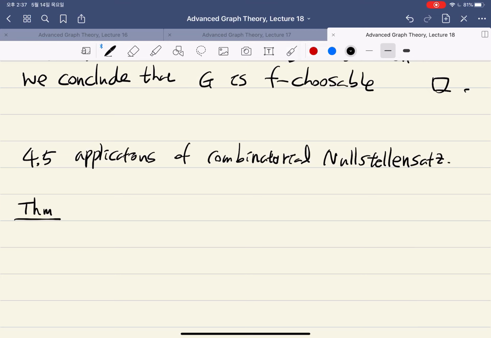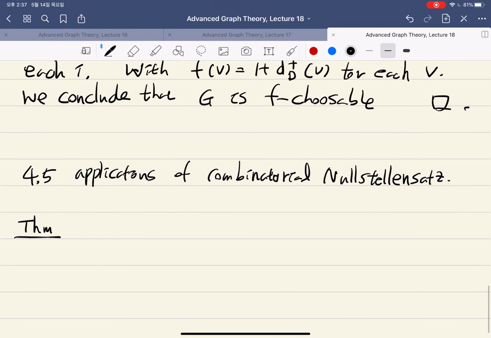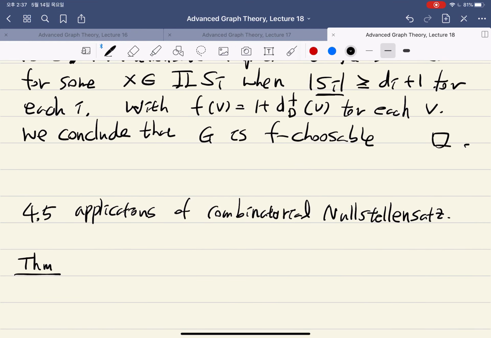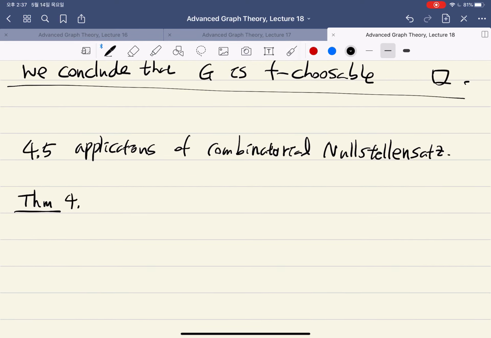So before, we considered the graph polynomial, and then we applied this combinatorial nullstellensatz to show that the certain polynomial is non-zero if and only if there is a proper coloring. So this combinatorial nullstellensatz could be applied to graph coloring problem. And for some context, it can be applied to the situation that we want to find certain subgraph. So assume that we want to find some regular subgraph.